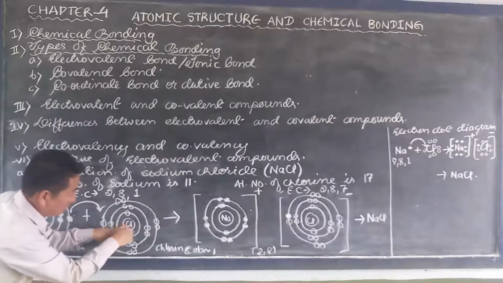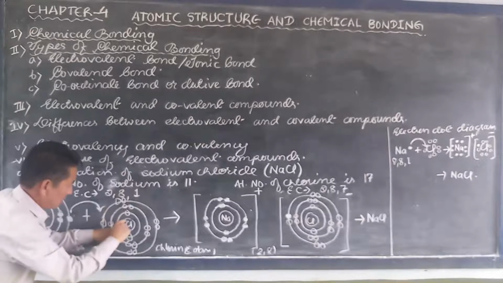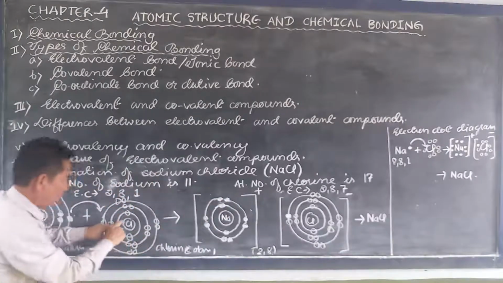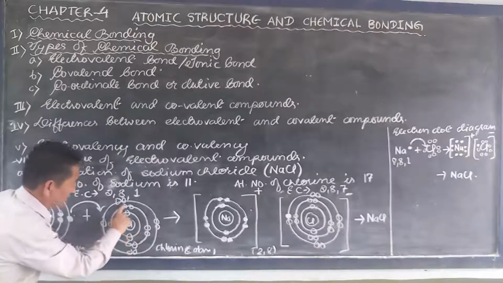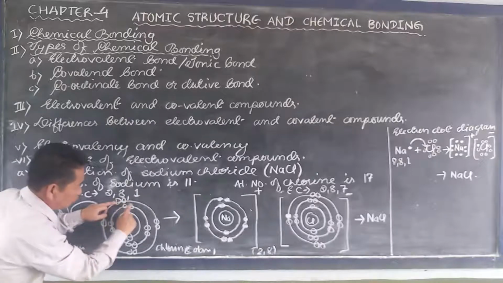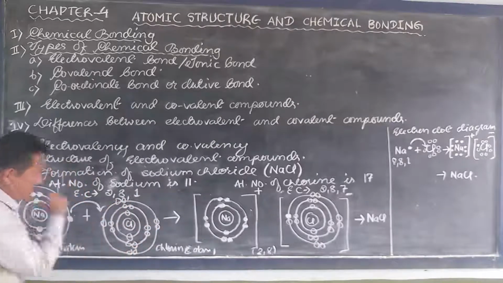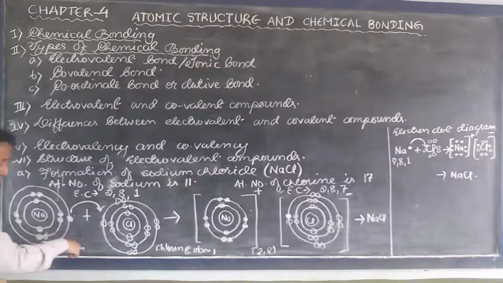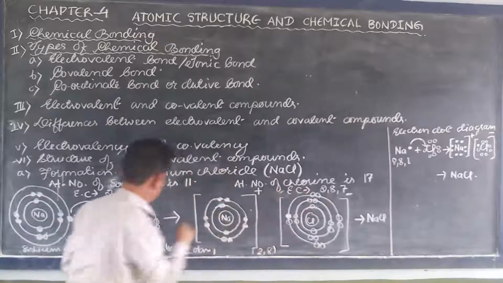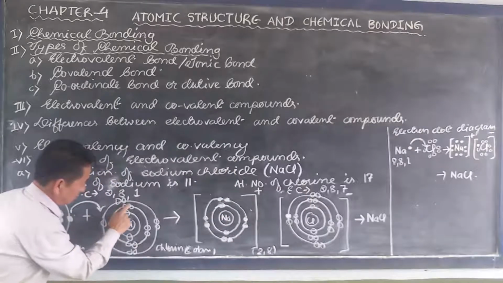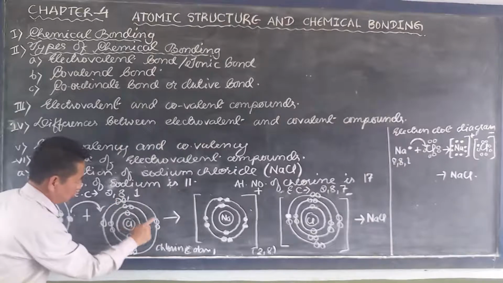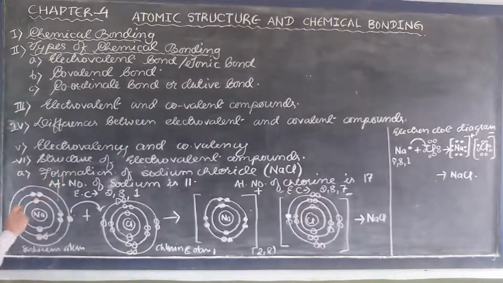This is the nucleus. First cell here. This is the chlorine atom. See, first cell 2, second cell 1, 2, 3, 4, 5, 6, 7, 8. Outermost cell 1, 2, 3, 4, 5, 6, 7. Here the atomic number of chlorine is 17. Its electronic configuration is 2, 8, 7.